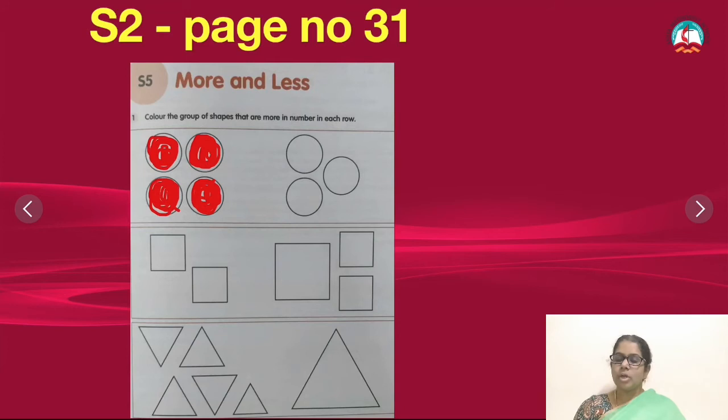Now, count how many squares this side, children. 1, 2. Now this side, 1, 2, 3. Now which side we have more squares? 2 or 3? Yes, correct, children. 3, isn't it? Now color the squares, children. Color slowly.